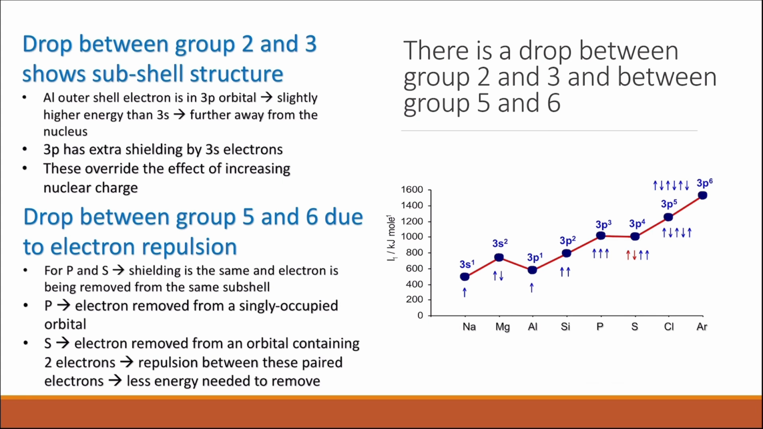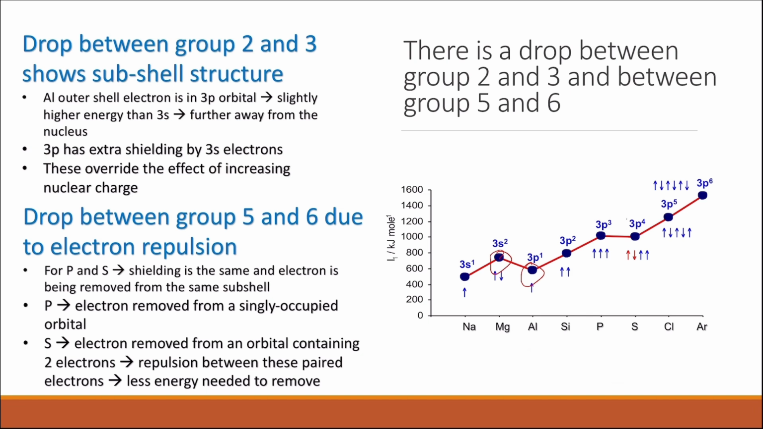However, across the period, we have two exceptions. The first is the drop that you can see between group 2 and group 3. This drop is because in group 3, you start to remove electrons from the p subshell. So now the p subshell is further away from the nucleus and a little bit more shielded than the s. In period 3, we are talking about 3s and 3p. This is why aluminium's first ionization energy is lower than magnesium's.